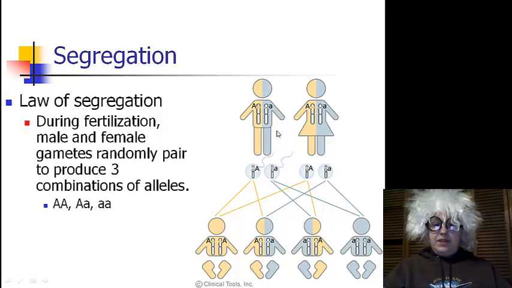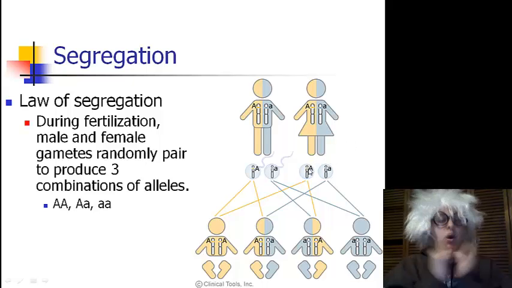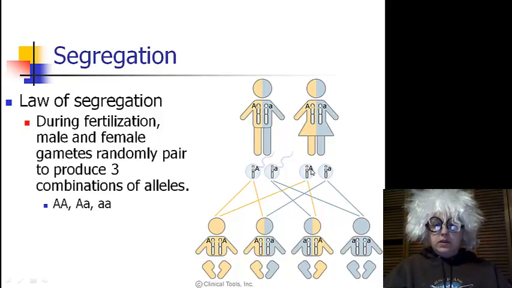So over here, we have Dad, and he could either give a big A or a little a. Well, he creates two types of sperm. He has a sperm that has a big A in it, and he has a sperm that has a little a in it. Mom can also either give a big A or a little a. And one of her eggs will meet with one of his sperm.